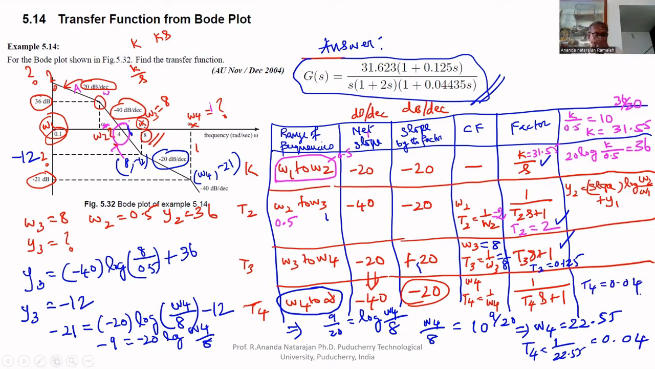So we found all parameters. So we got the transfer function. K equal to 31.55. Here T2 is 2, T3 is 0.125. That's why we got the numerator factors. And T4 is 0.044, and S in the denominator. Yes, we got all factors. This way we can find the transfer function. So we have to reverse the table. That's all.